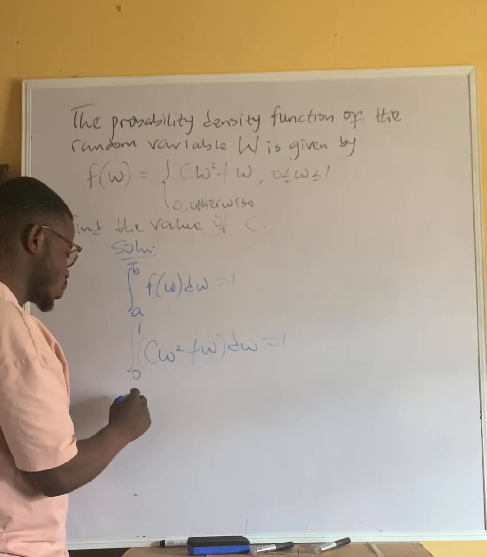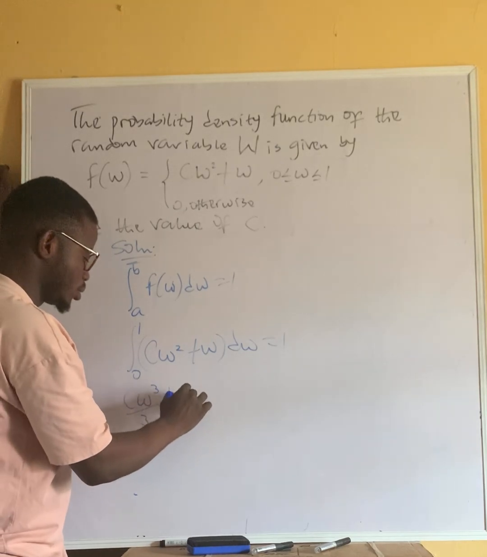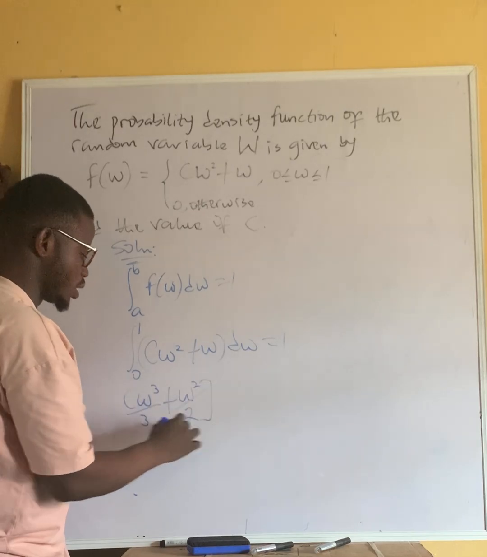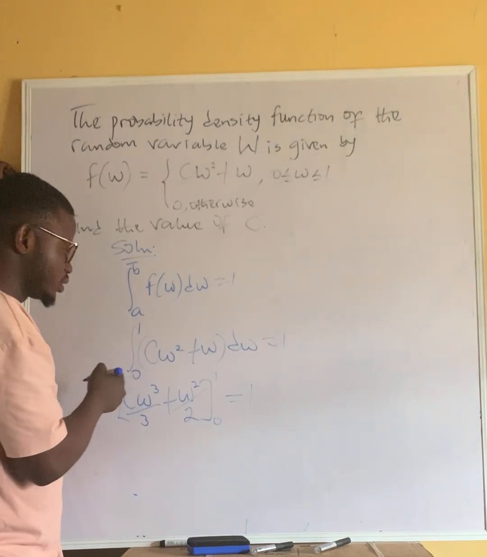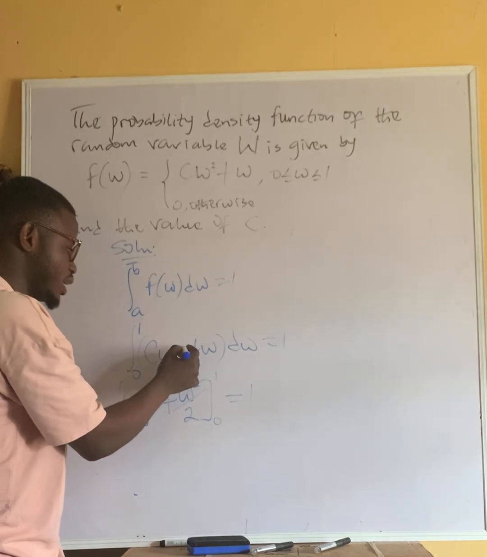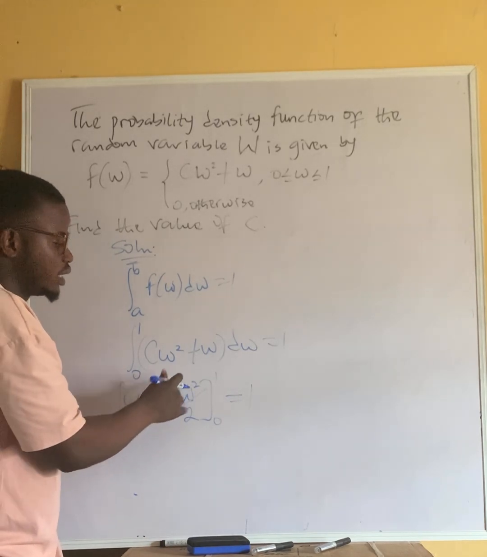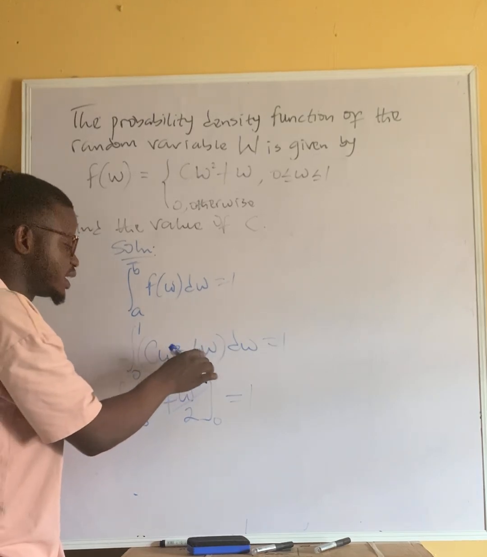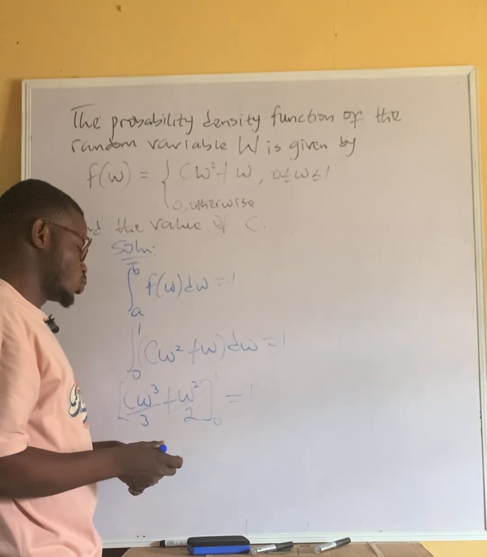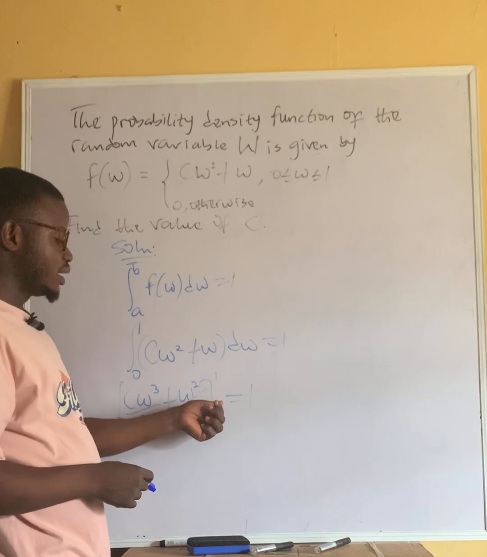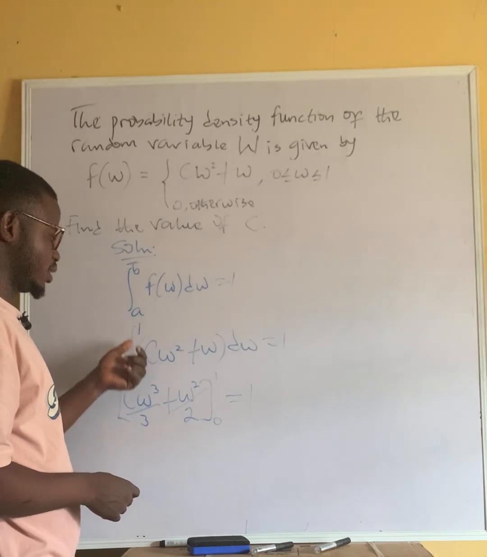Integrating cw squared gives us cw cubed over 3, plus w squared over 2. Then we close the bracket, with limits 0 to 1, equals 1. Integrating w squared, we add 1 to the power, that will be 2 plus 1 over 2 plus 1, so that will be w raised to the power of 3 over 3. For the other term, we add 1 to the power of w; since we have a single w here, that will be w squared over 2. Here we are not adding the constant of integration, plus c, because this integral is defined on an interval.